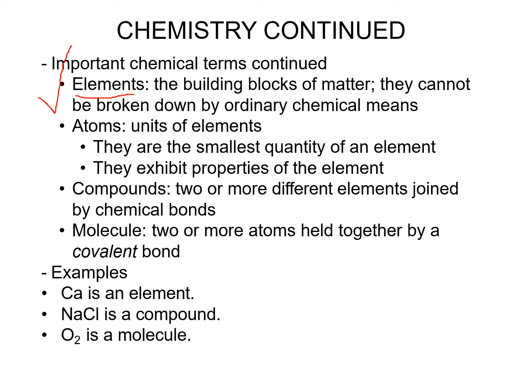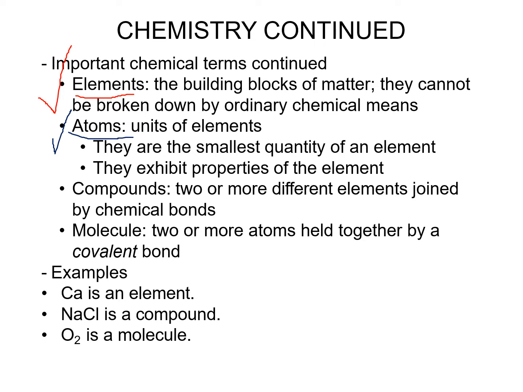Now, there are numerous elements, and each exists in very large quantities. For example, when you breathe in oxygen, there are millions of oxygens around you, and we refer to those as atoms. So I'm breathing in the oxygen element, but I'm breathing in millions of oxygen atoms when I take a deep breath in. An atom is the smallest quantity of an element, and it shows the properties of that element. For example, oxygen is a gas, so all of the oxygen atoms are little tiny gas particles.